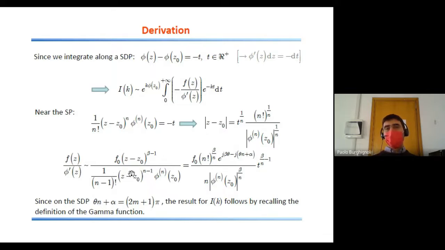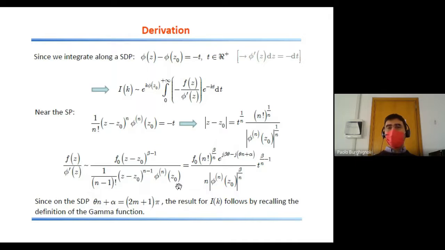This is because one of our assumptions was about the local behavior of the function f, exactly of this kind, as you can see here, whereas the denominator comes from differentiating the function phi once, and so by differentiating its local representation, what you get is 1 divided by (n minus 1) factorial times (z minus z0) up to n minus 1 times the nth derivative of phi evaluated at z0.